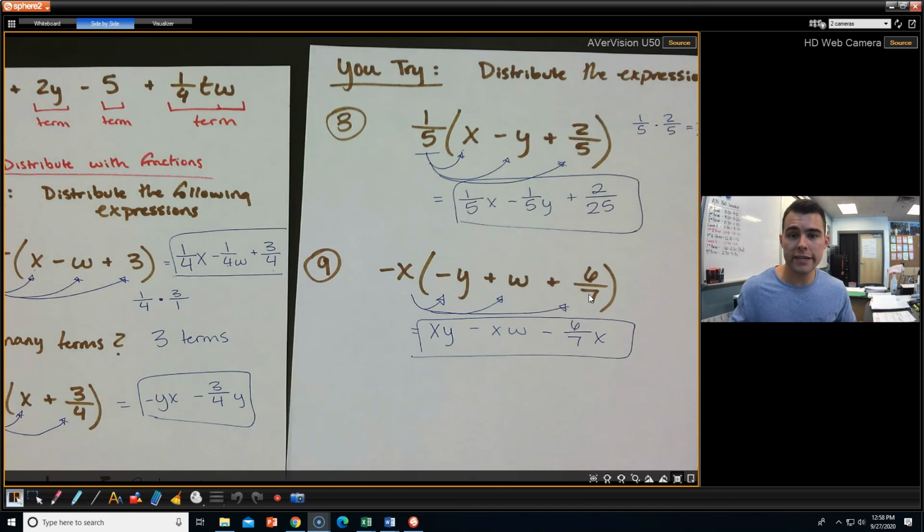So that's really the idea: I want you to be able to use this distribution method. It's actually a law in math, to be able to rewrite your equations and your expressions. We didn't work with equations in this lesson, but we eventually will build towards that.